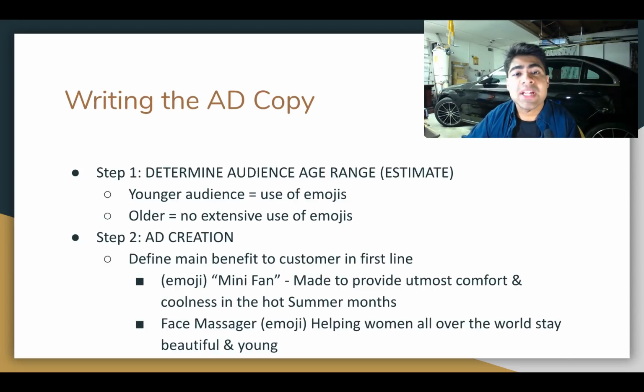And the main thing we use age range for is to determine whether we want to use emojis or not. Usually what I've been finding success with is using a lot of emojis, but not overdoing it for a younger audience compared to the older audience, which do not react that well to emojis. So if your product is somewhat related to the younger audience, use some emojis, but don't overdo it. And if it's for an older audience, don't use as many emojis, maybe 1 or 2 max. But once you have determined that, go on to step 2, and this is the actual ad creation.